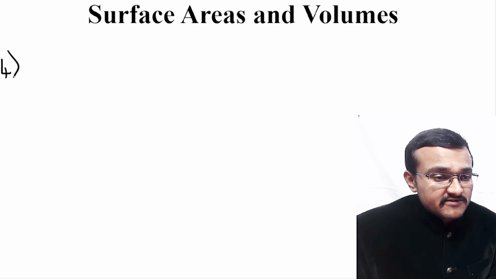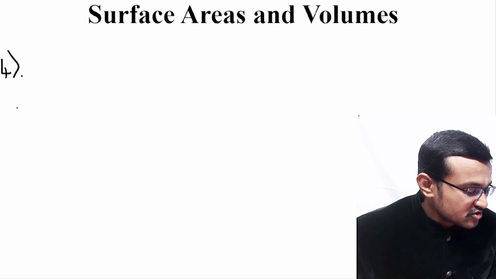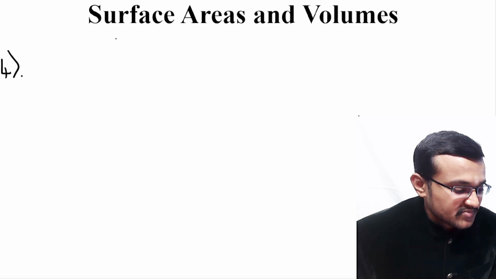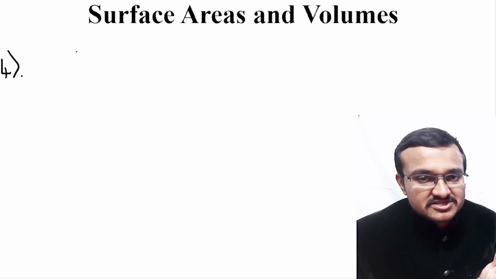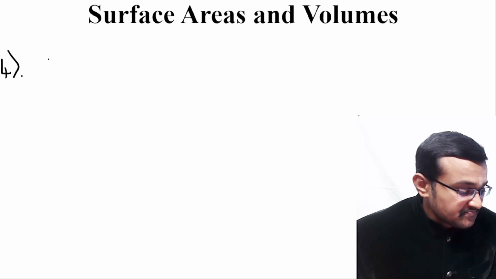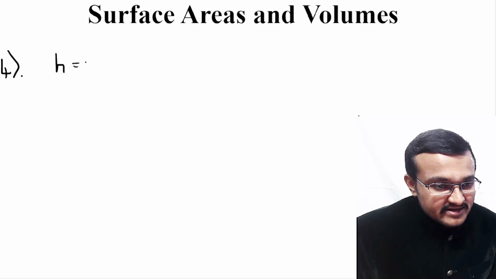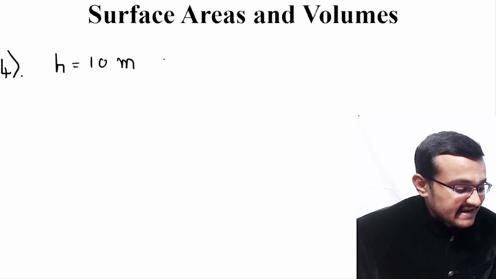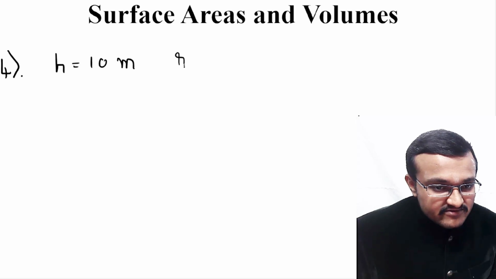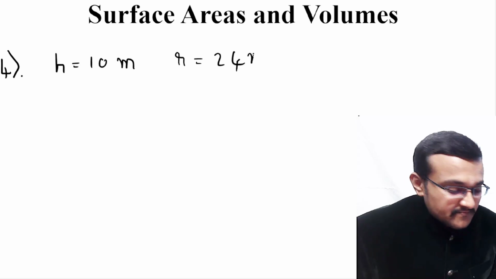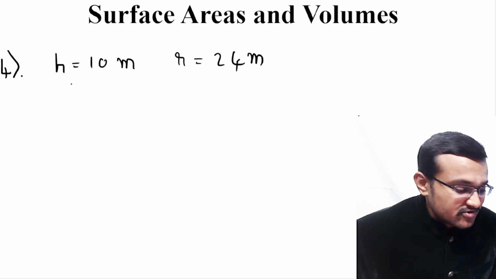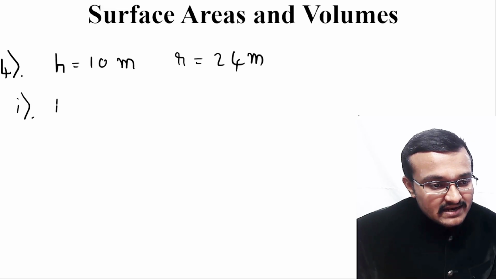Now we will move to the fourth question in this exercise. In the fourth question, there is a conical tent. Conical tent means it is in the shape of a right circular cone. The tent height is 10 meter. Here they have not given the slant height, they have given the height of the tent, that is 10 meter, and the radius is 24 meter. So now we have to find the slant height, that is L.